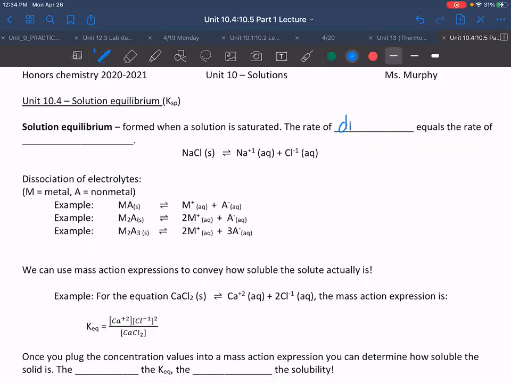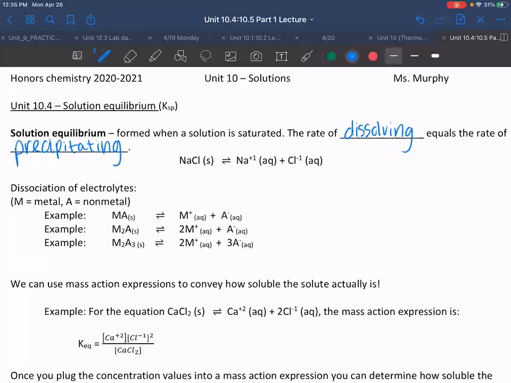rate of dissolving equaling the rate of precipitating. So as fast as we can make our ions, that's the same rate as much as we can put those ions back together. An example of a solution equilibrium would be taking our solid salt NaCl, double arrows, and showing it dissociate into its two ions, giving those states of matter aqueous because we are dissolving it in water.